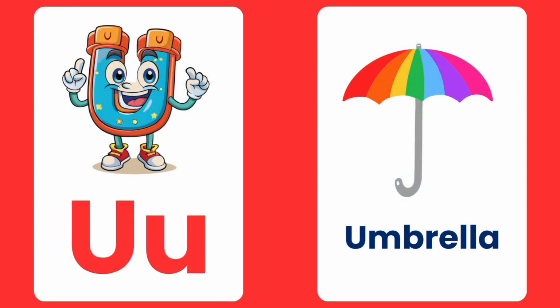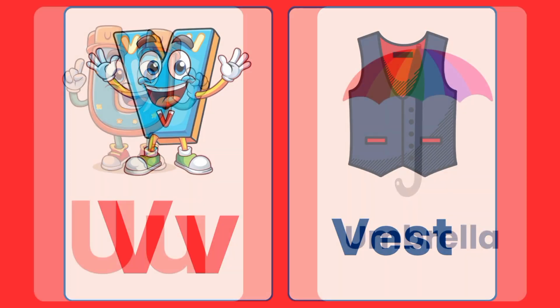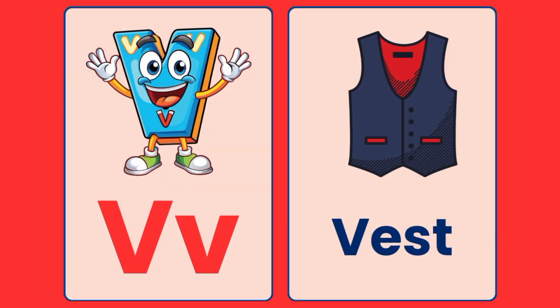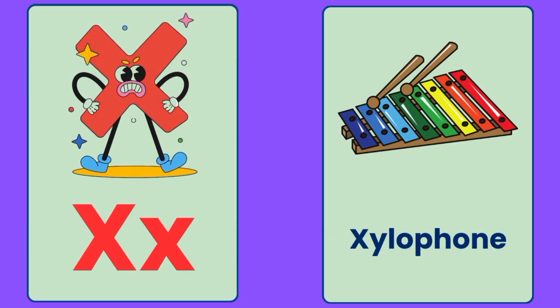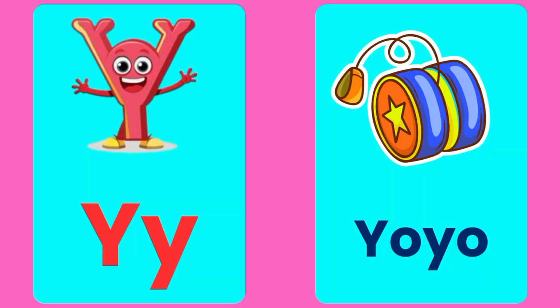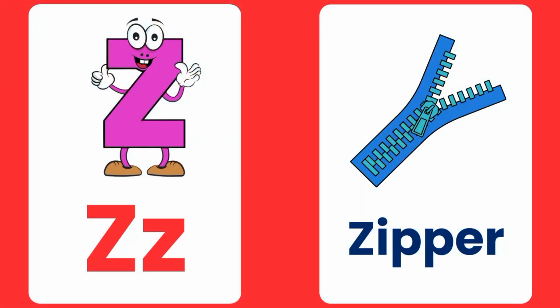U for umbrella. V for vest. W for watch. X for xylophone. Y for yo-yo. Z for zipper.